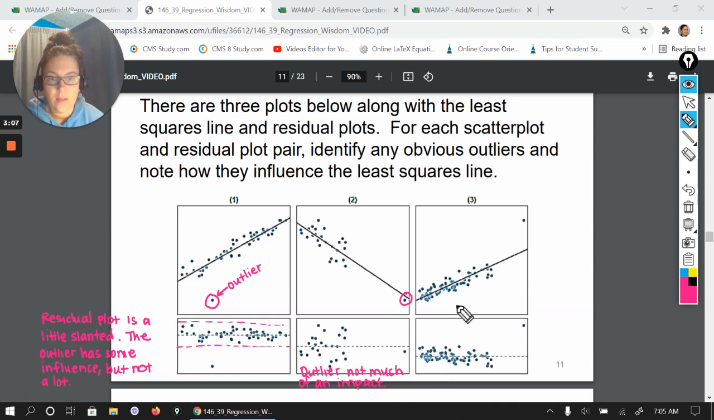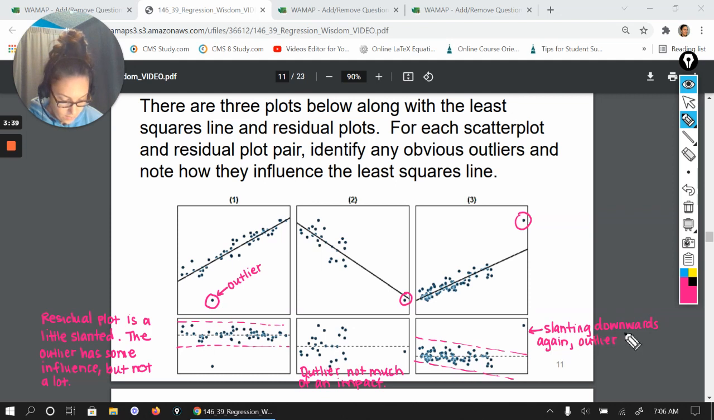Okay, and then here's the last one. We have an outlier up here. And down here in our residual plot, we can see that the band is slanted again, slanting downwards again. So the outlier has some influence.